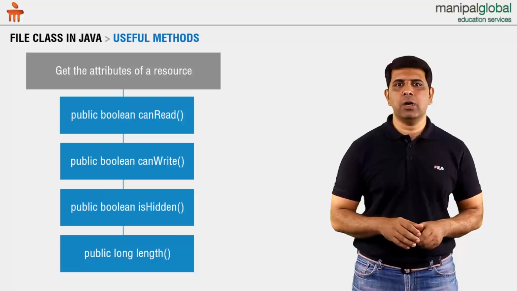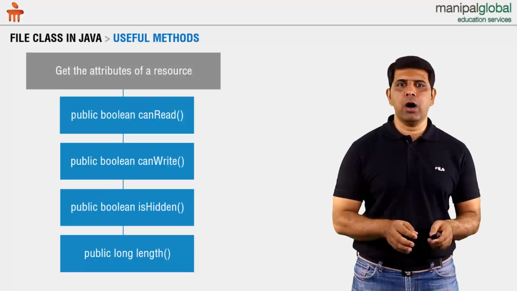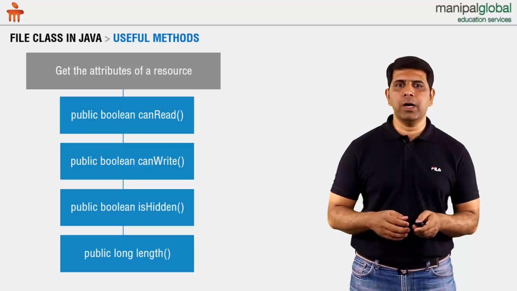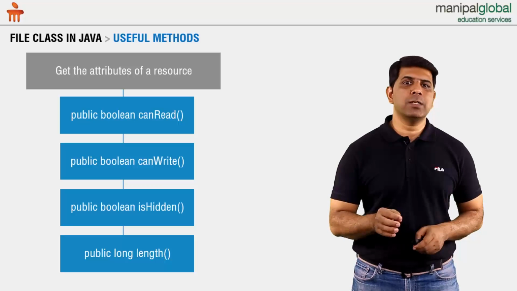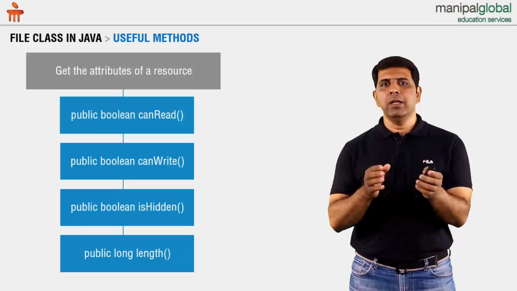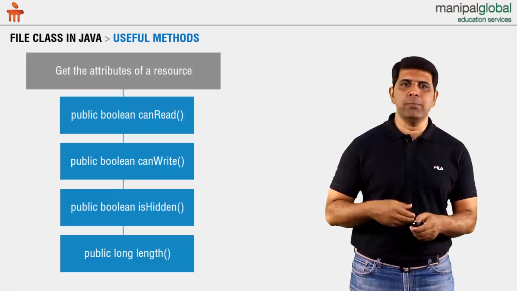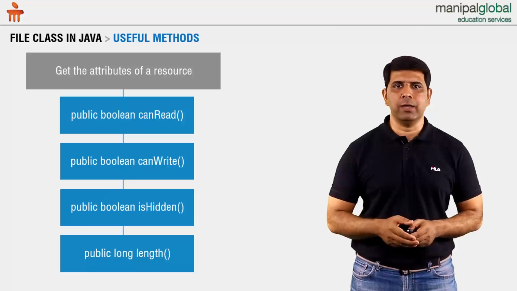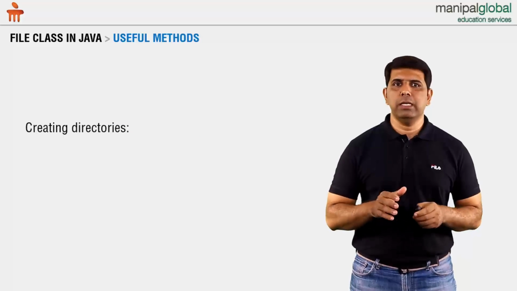Similarly, there is a method called length. That returns a long, which means it gives you a number representing how big the file is, the number of bytes of a file, or probably a reservation for a directory, how many bytes have been reserved for a particular directory. How do we create directories?